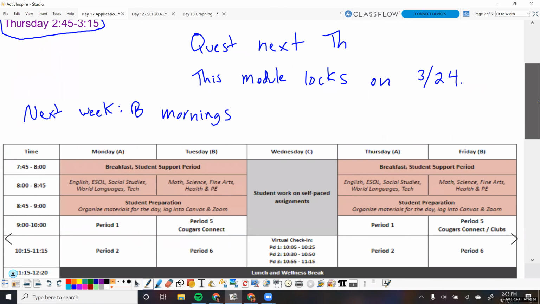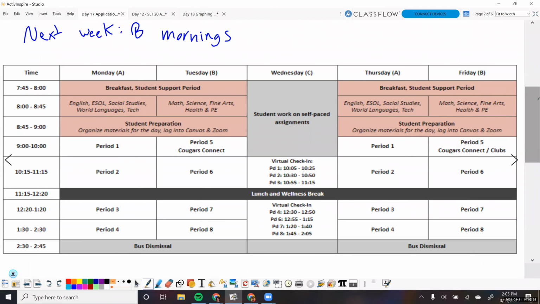Reminder, next week, we switch schedules. I want everyone to really dig in here. If you need to take a screenshot, hold on. Here's where the schedule changes. In the morning, Tuesday morning, Friday morning, that's going to be math help time.